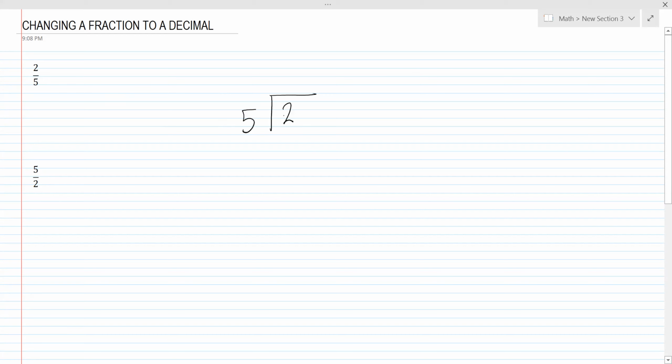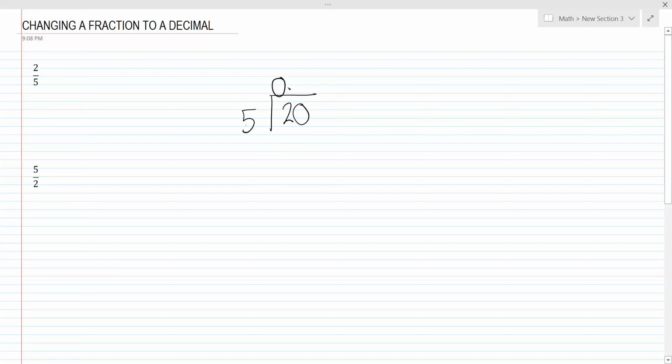Now, can 5 go into 2? No, because 5 is greater than 2, or you can say 2 is less than 5. So what do we do? We put a 0 point here. Then we add another 0. This becomes 20 divided by 5.